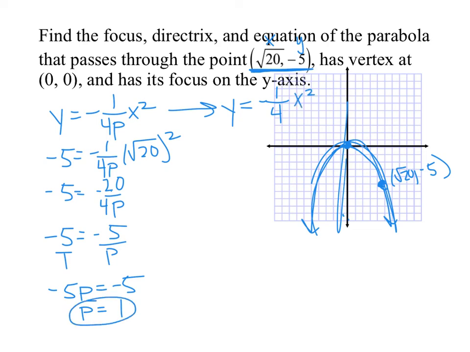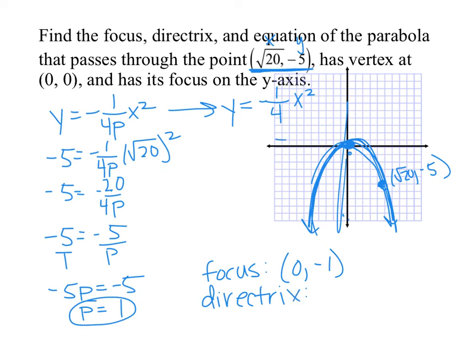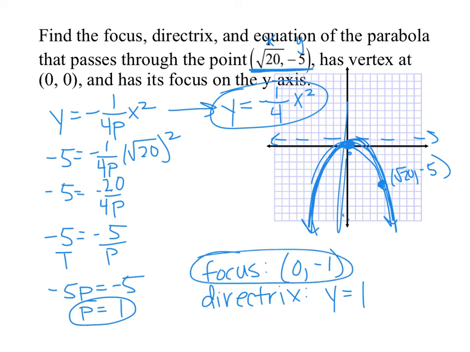Since p is 1, your focus is going to be 1 away from the vertex. Since we know our vertex is at 0, 0, and our parabola is opening down, our focus is going to be 1 below that. So your focus is going to be at 0, -1, and then your directrix is going to be 1 above your vertex. So our directrix is going to go through y equals 1. So it's going to be that horizontal line, y equals 1. So we have the equation, y equals -1/4 x squared, the focus, 0, -1, and the directrix, y equals 1.